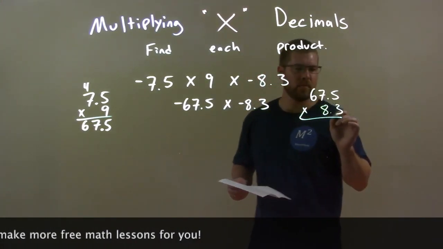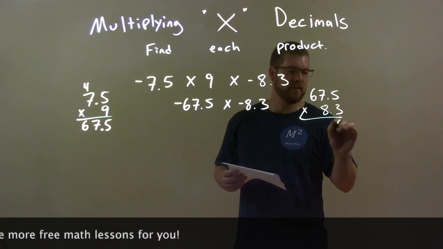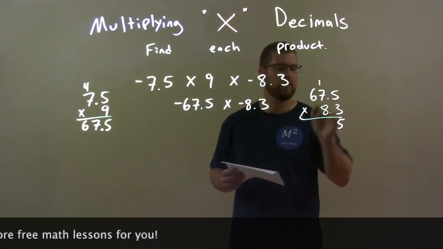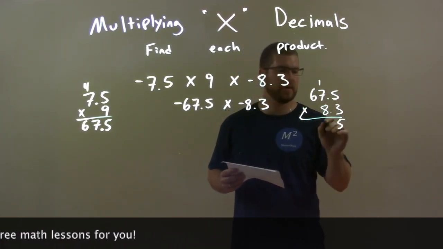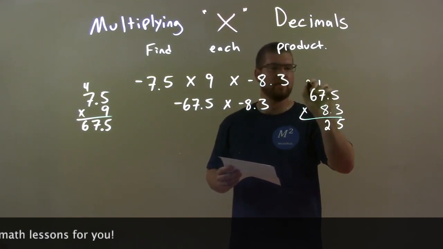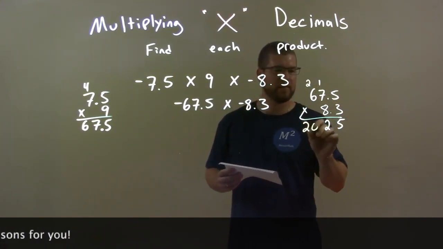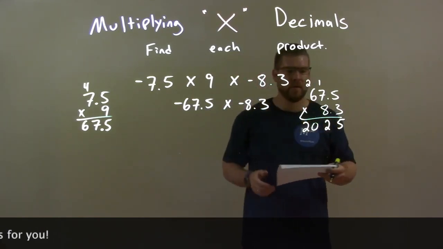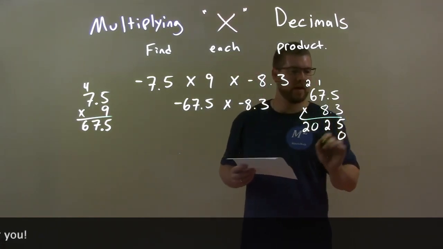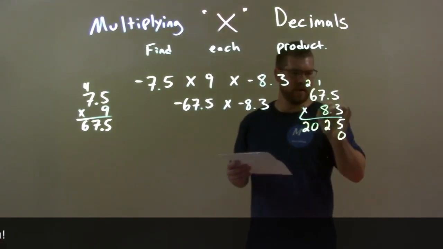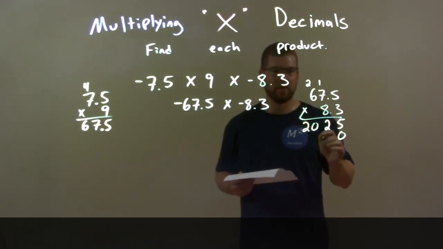Okay? Well, 3 times 5 is 15. 5, carry the 1. 3 times 7 is 21, plus 1 is 22. 2, carry the 2. 3 times 6 is 18, plus 2 is 20. Okay? So now we've got to deal with the 8. Place value for the 3 right there. 8's right there.